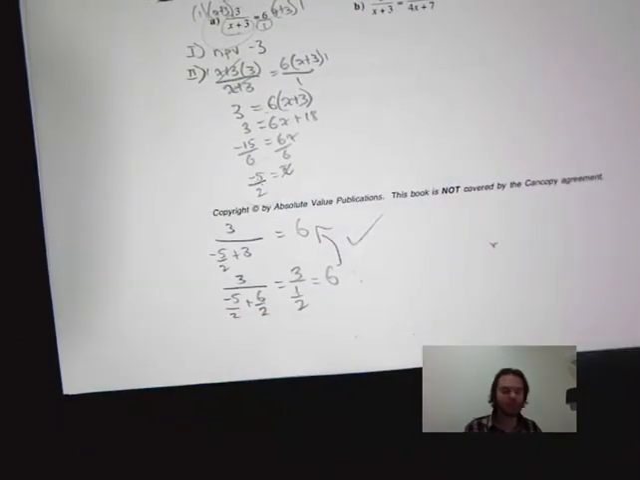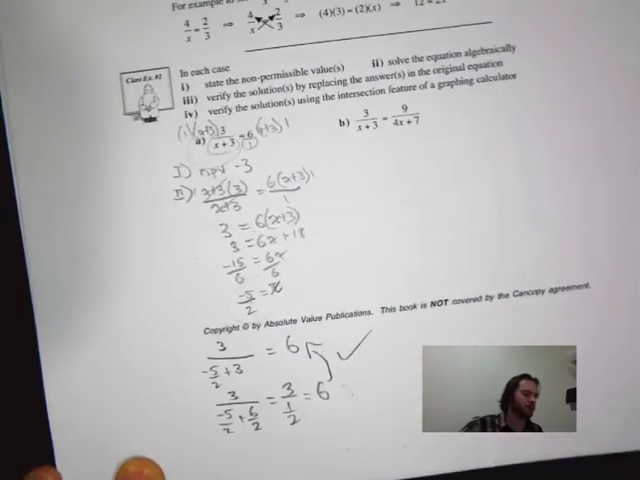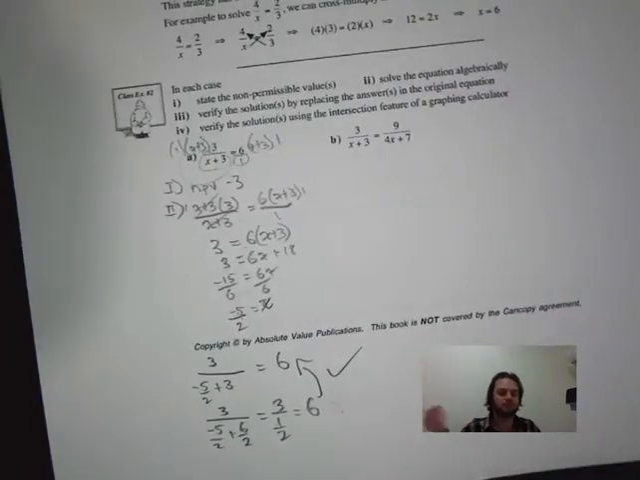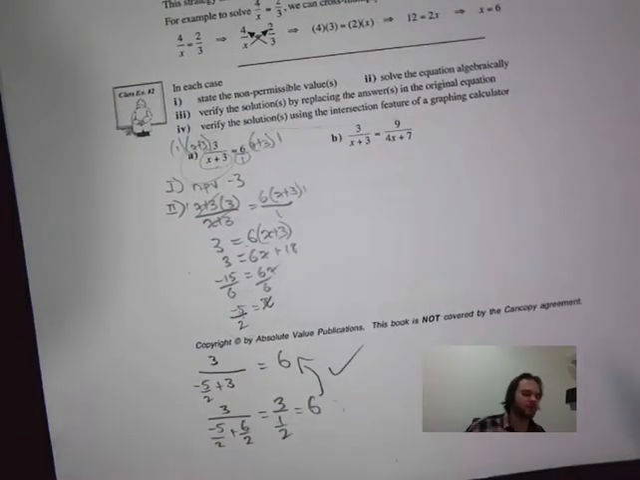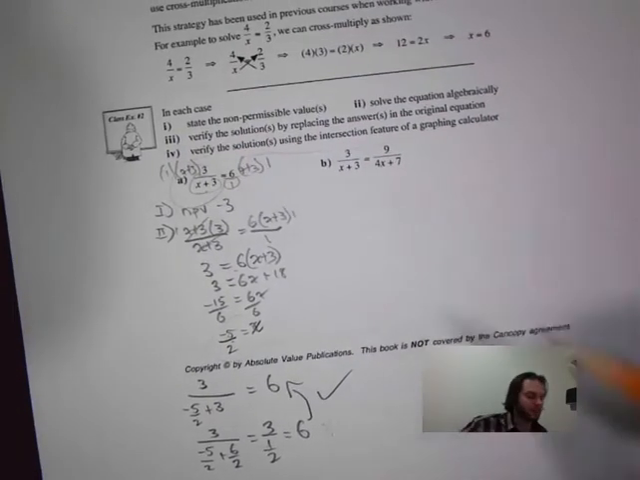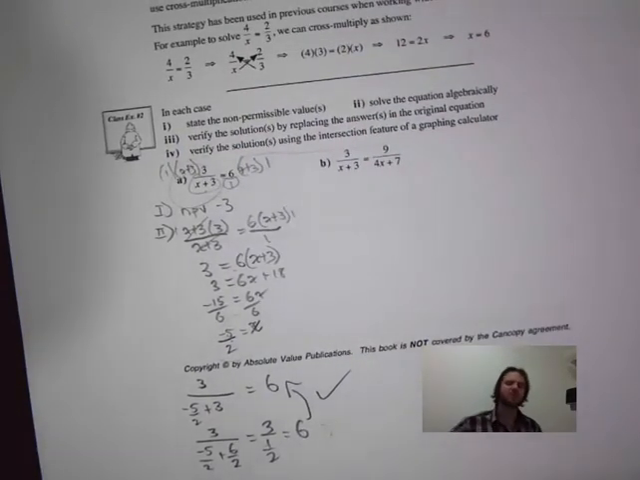Now, if you plug it into your calculator, all you do is find the intersect, and that is the answer as well. This is how to do it algebraically. Now let's take a look at B. B is a little bit more complicated.